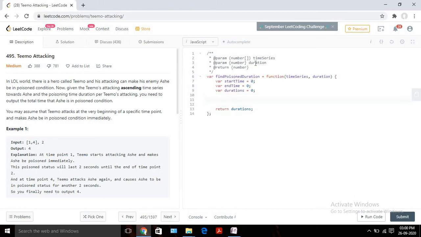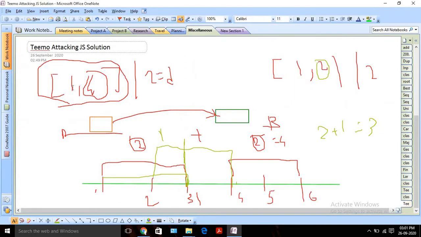Now I need to pick one timestamp at a time and keep calculating the duration. For that I need to write a for loop. Let's take a variable named i, initially 0, and it will run till our array ends, so i less than time.length, and we increment i. Now what next? Let's take the first example only, 1 and 4. Initially i will be at this point, 1.